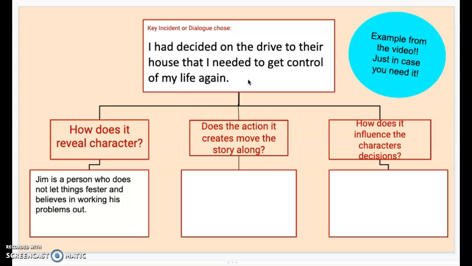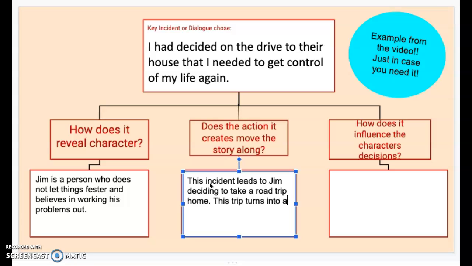So when Jim writes this down, he says, I decide on the drive to their house that I need to get control of my life again. This incident leads to Jim deciding to take a road trip home. This trip turns into a healing journey. So I have to take what happens after this incident and think, okay, what did this moment help him realize? What is he going to do next?